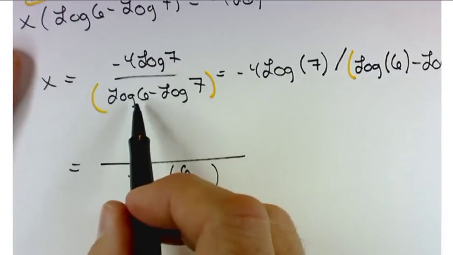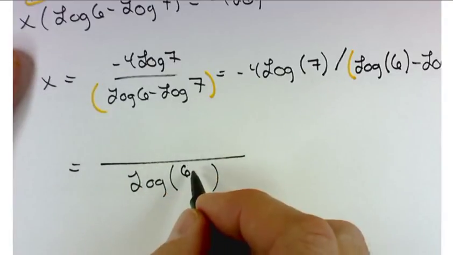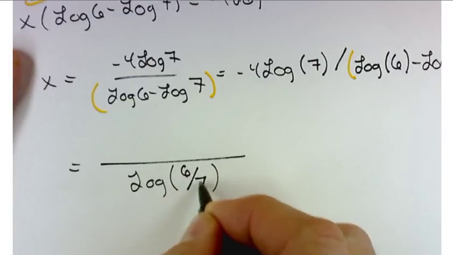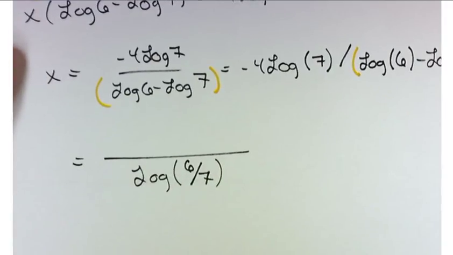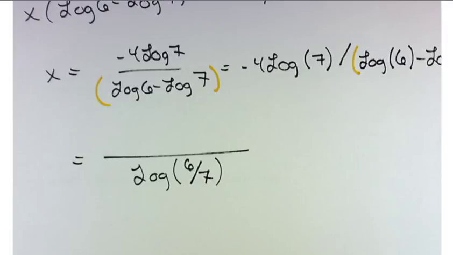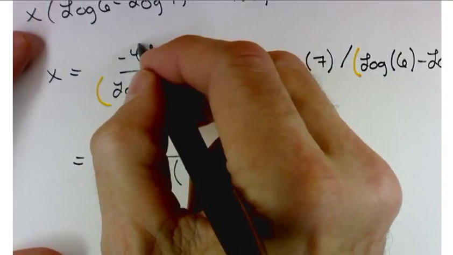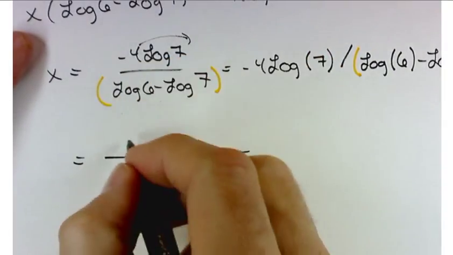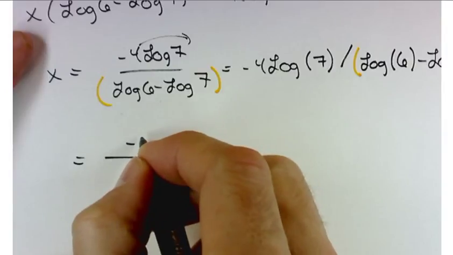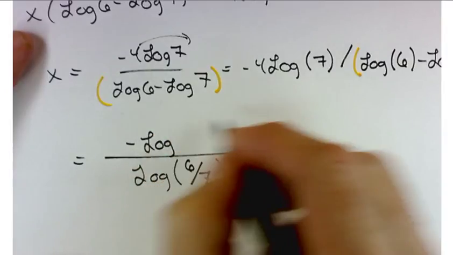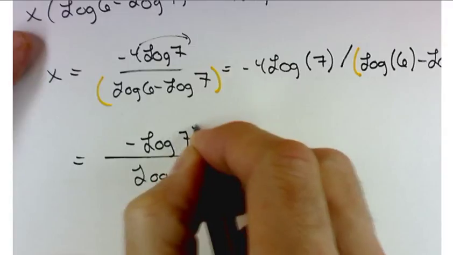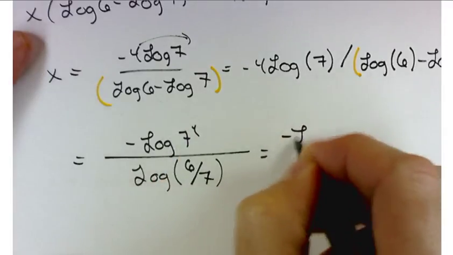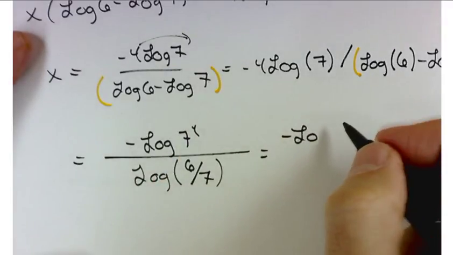Log of 6 minus log of 7 is the log of 6 over 7. Let's look up in the numerator. What if I took the 4 and put it up here? I'd have minus the log of 7 to the 4th power. 7 to the 4th power is 2,401.